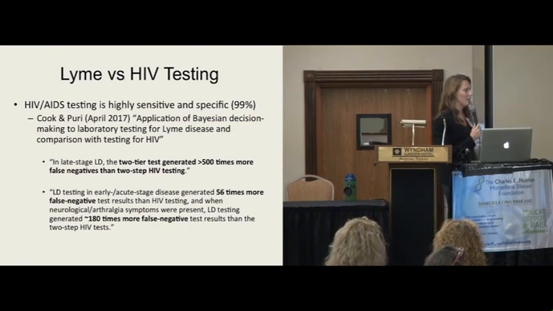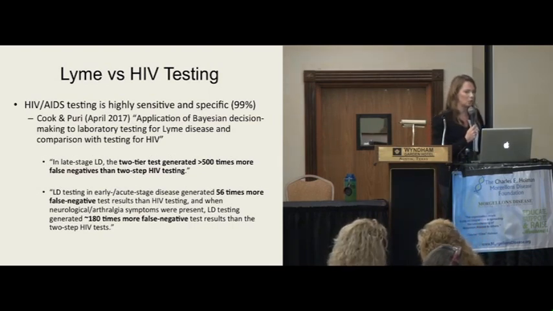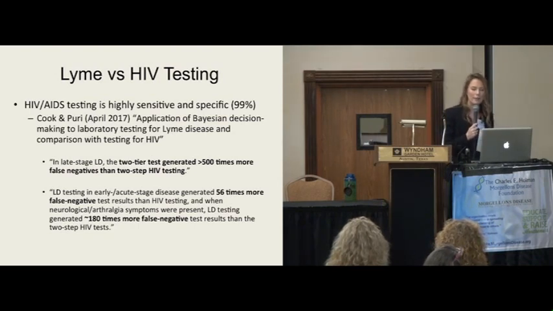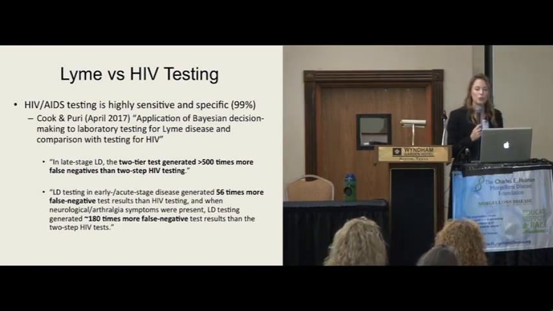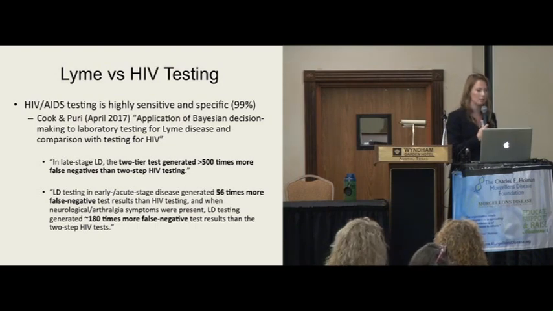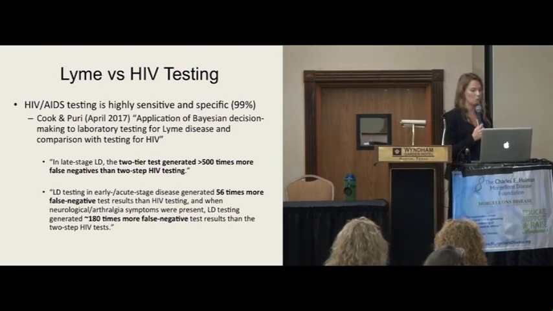Bayesian decision making is a kind of probability, so it looks at the probability of how you will test. In this paper, they found that in late-stage Lyme disease, and a lot of patients with Morgellons disease have this kind of late-stage Lyme, the two-tier test generated over 500 times more false negatives than the two-step HIV test. So again, this is horrible testing that's commercially available. Lyme disease testing in early-stage disease generated 56 times more false negative test results than HIV testing.